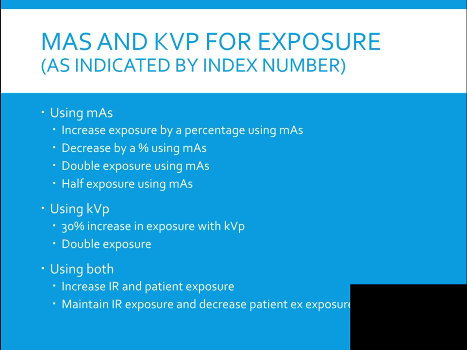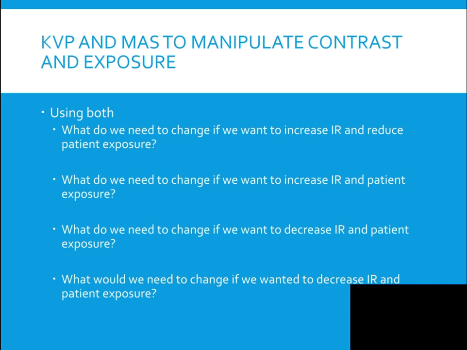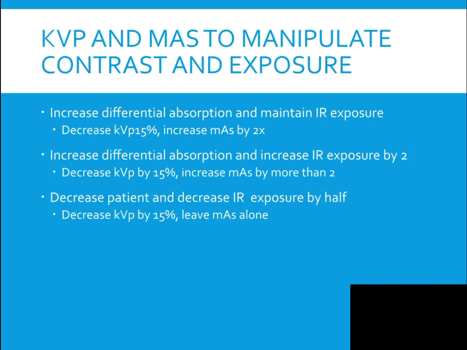So let's say you've got a situation where your index number indicated that you overexposed a patient by a factor of 4, and you want to use both your KVP and your mass to correct for it. Then in that case, you would decrease your KVP by 15%, and you would cut your mass in half. So you're not really going to manipulate contrast, but you can manipulate exposure with KVP using just what I've mentioned.